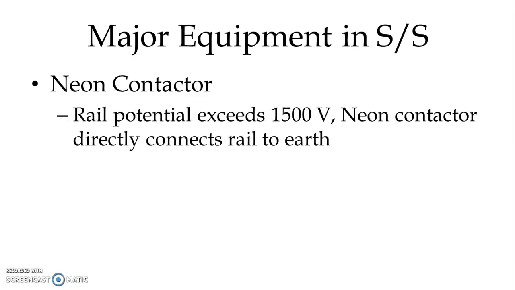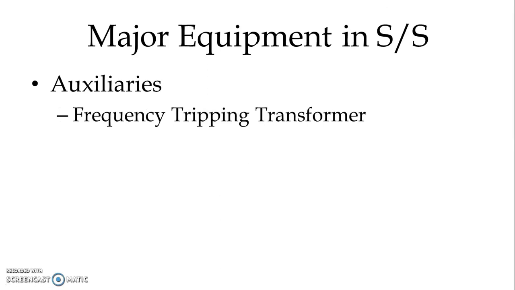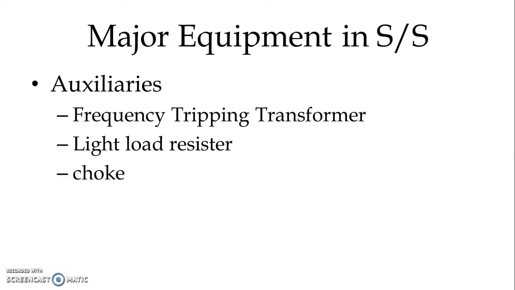Neon contactor. If rail potential exceeds 1500 volt, neon contactor directly connects the rail to earth. And at last, we have auxiliaries. Different auxiliaries are installed for the protection as well as for the metering purpose in the DC substation, like a frequency tripping transformer, light load resistor, anode choke, etc.